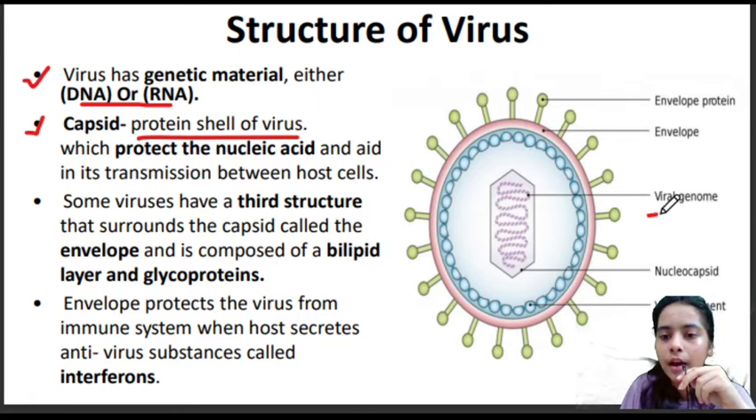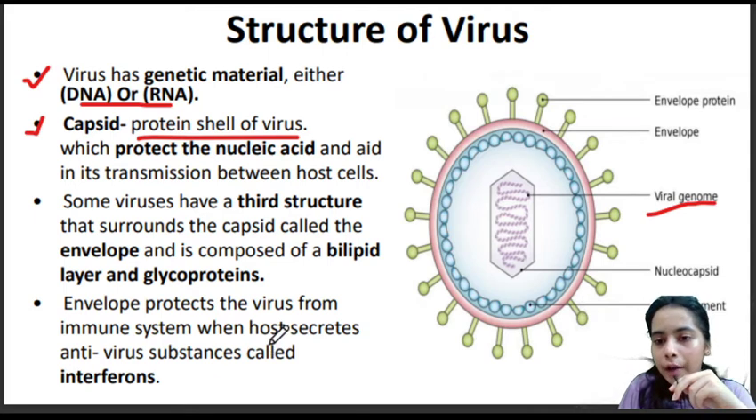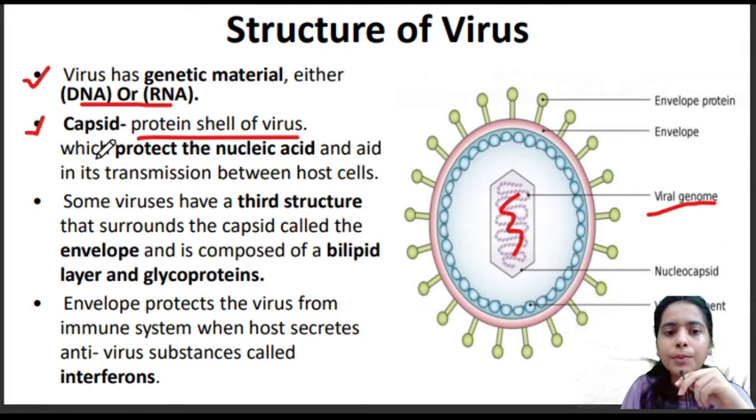Here you may see the viral genome, and it is being protected by the capsid, a protein shell of the virus. This capsid also helps in the transmission to the host cell, because they get inside the host body from the open environment. So the component that helps in the transmission is the capsid.